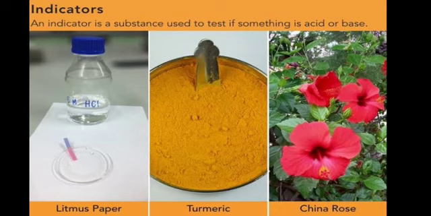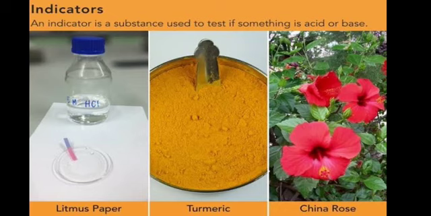Special type of substances are used to test whether a substance is acidic or basic. These substances are known as indicators. What are they known as? They are known as indicators. What are indicators? Indicators are special type of substances which are used to test whether a substance is acidic or basic. The indicators, what do they do? They change their color when added to a solution containing an acidic or a basic substance.